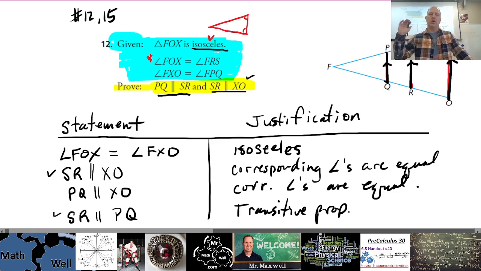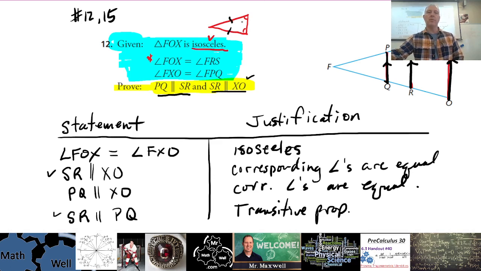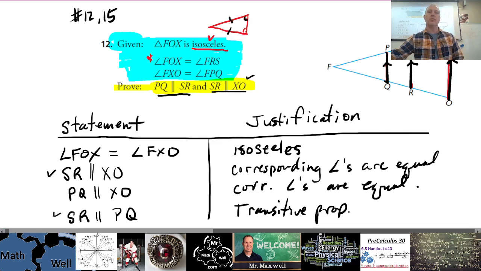Okay. So the first statement that you should have is the fact that we are given that triangle FOX, that's this outside large triangle, is an isosceles triangle. Isosceles, that's how you say that word. We talked yesterday that important features of isosceles triangles are that two sides are equal, and also the angles opposite those two equal sides are equal. That's very important. So this angle right here, angle X and angle O, are equal to each other. We know that.